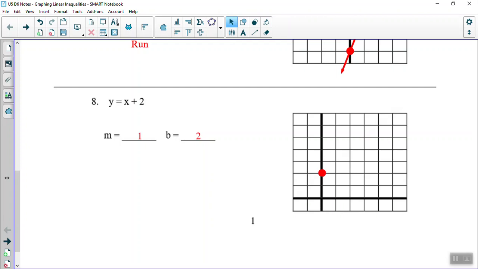So my rise is 1. I put it as a fraction over 1. So I'm going to go up 1 over 1. And I can keep following that pattern all the way to the end. And if I want to get points down this way, I just do the opposite, so down 1, left 1. And then I draw my line. Alright, so there's your review for graphing lines. We're going to use that skill in the next part of this lesson.